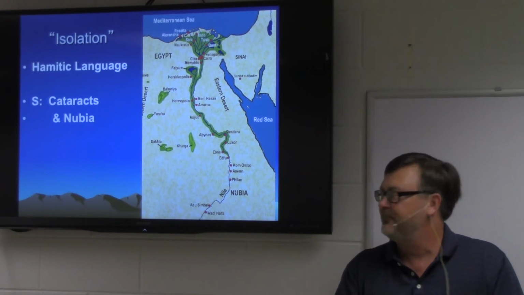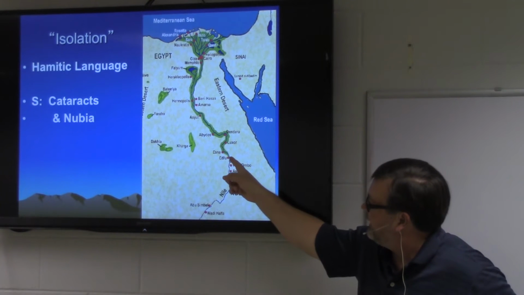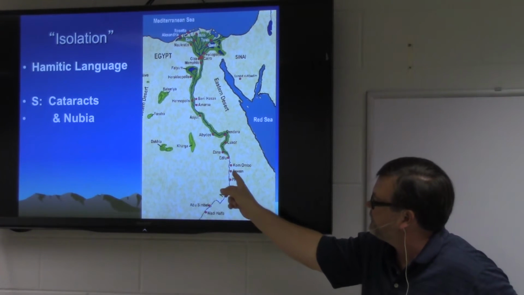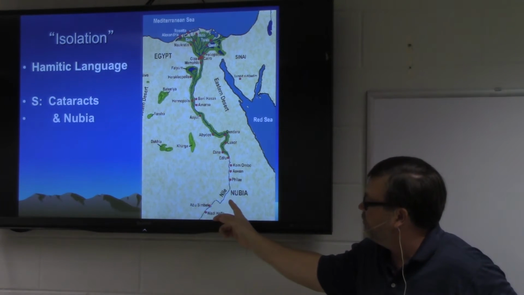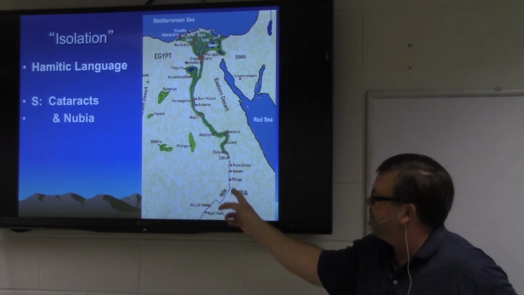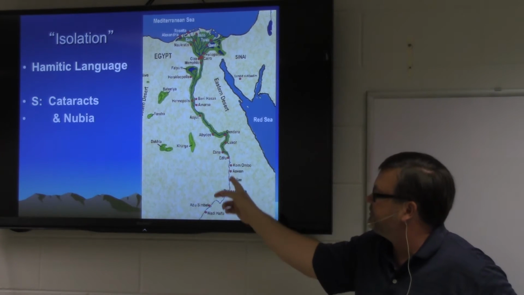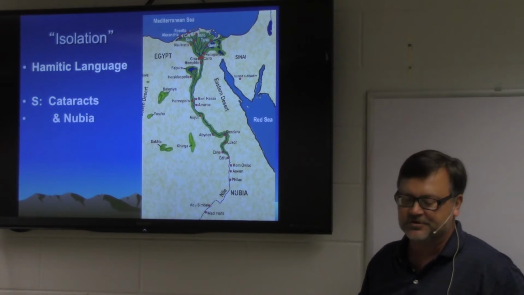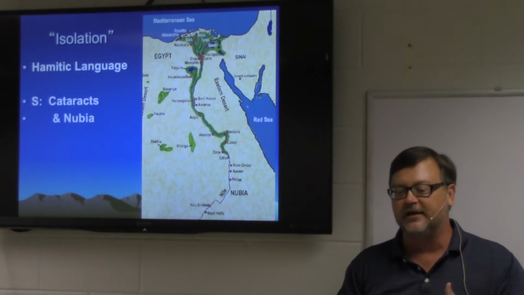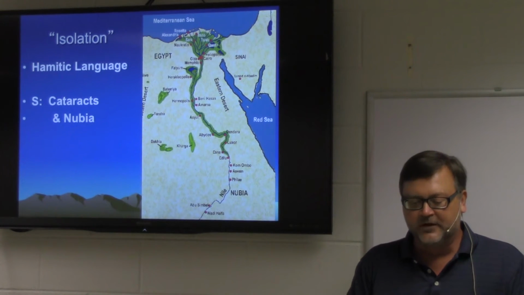Starting in the south, down here, there are cataracts. Starting right about here, there's a whole series of cataracts or waterfalls leading down to Nubia. So it's not a complete isolation between Nubia and Egypt, but it's very difficult to get back and forth. There is evidence of trade between the Nubians and the Egyptians, but difficult to lead armies and massive movements of people to the south.